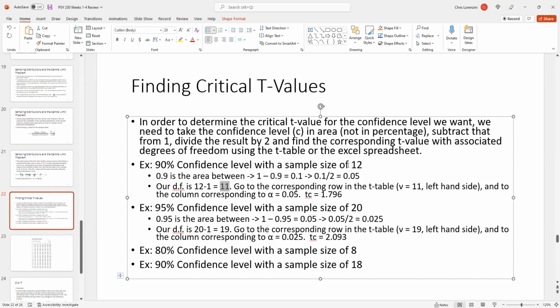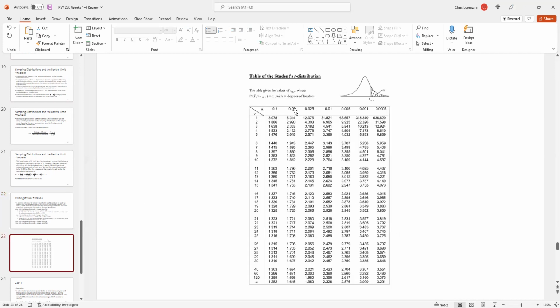So I'm going to go to my table. I'm going to go to nu equals 11 on the left-hand side and go to alpha equals 0.05. That's going to be the second column here. Come down to 11 degrees of freedom. And I see that it has a critical t-value here of 1.796. So that's the process we go through when we're trying to find those critical t-values.